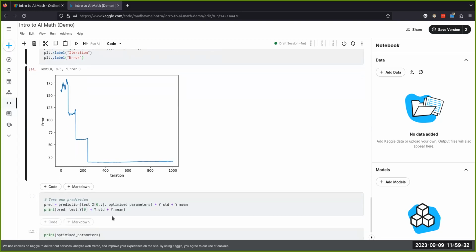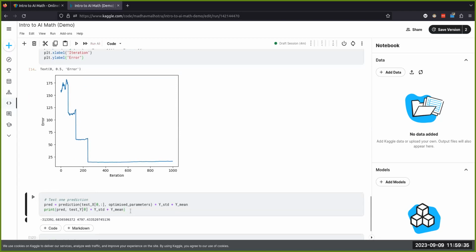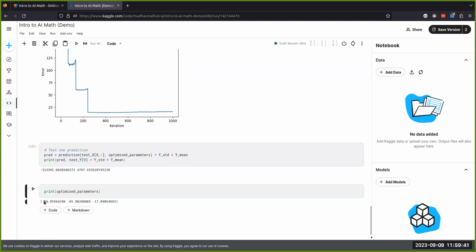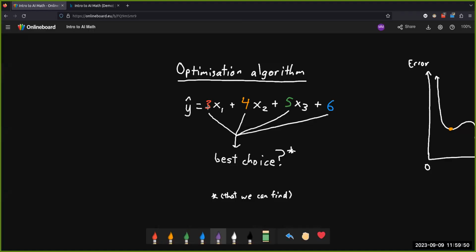One last thing, I just want to show you the parameters that the AI algorithm picked. Let me print those over here. The numbers that it picked were things like 74.955 or negative 65.902. Very different from my choices of 3, 4, 5, 6, as you can see. So it's not very intuitive how these AI algorithms work under the hood. It takes a lot of effort to try and figure out and reason about how these things are working. How do we make them work better?